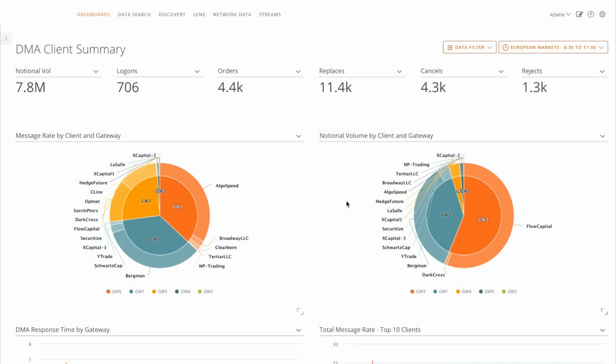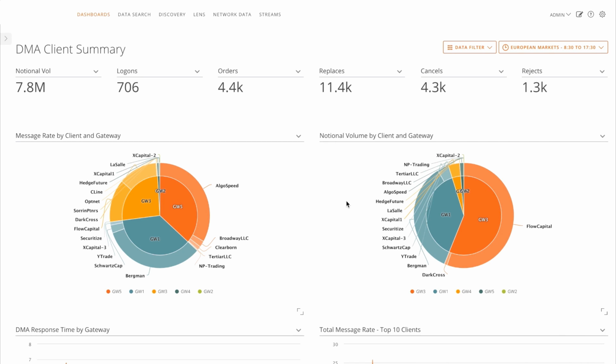When you're running a DMA prime brokerage, one of the most important things to understand is how your clients are experiencing the service. It's important because they may well be connected to other brokers and they'll be diverting their flow to where they perceive has the best performance.